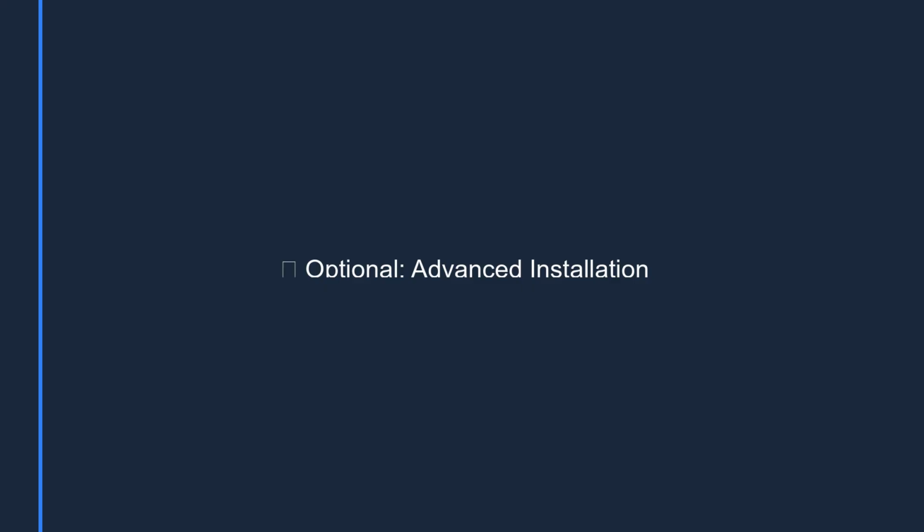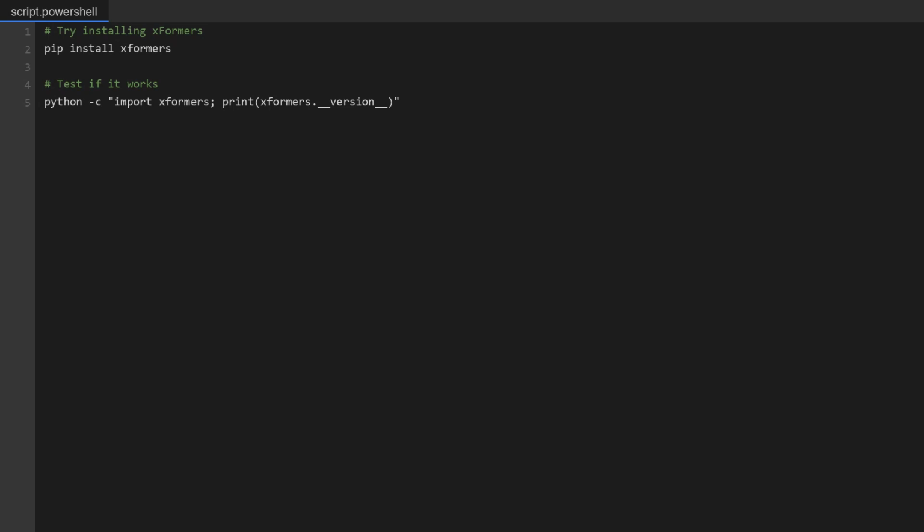Optional. Advanced installation. xFormers is an optional memory-efficient attention library that can recover some of the speed lost from not having Flash Attention. Install it with pip and then verify it loaded correctly by importing it and printing the version. If the version string appears, xFormers is active and Unsloth will use it automatically.